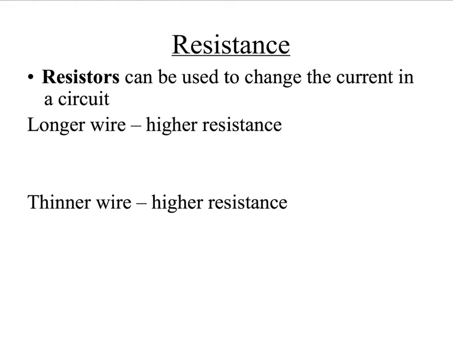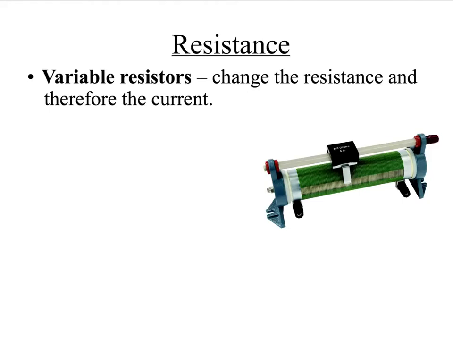A thinner wire also gives higher resistance. This is because the electrons have got to flow in a thinner path. The narrower the path that the electrons are flowing through, then the higher the resistance, or the greater the opposition to the flow of charge. If you connect a variable resistor into your circuit, then you can change the resistance, and therefore the current that's flowing in that circuit.